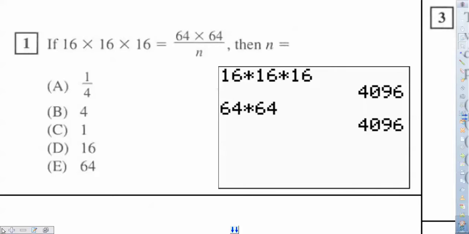So what I would do is I'd just type them into a calculator and do 16 times 16 times 16, get 4,096. And then type in 64 times 64, you get 4,096 again. So what does n need to be if we have 4,096 divided by n to still keep it at 4,096? Yuppers, it's gotta be 1. Alright, let's look at the next one.